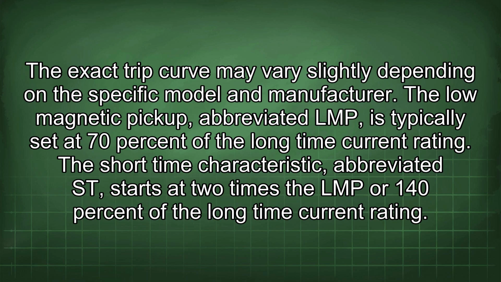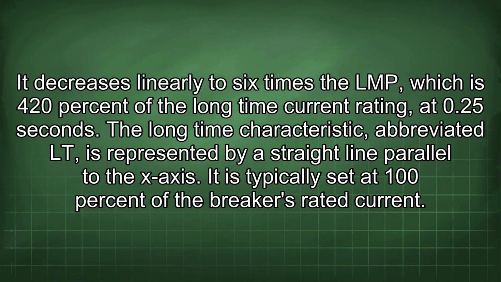The low magnetic pickup, abbreviated LMP, is typically set at 70% of the long time current rating. The short time characteristic, abbreviated SD, starts at 2 times the LMP or 140% of the long time current rating. It decreases linearly to 6 times the LMP, which is 420% of the long time current rating at 0.25 seconds.